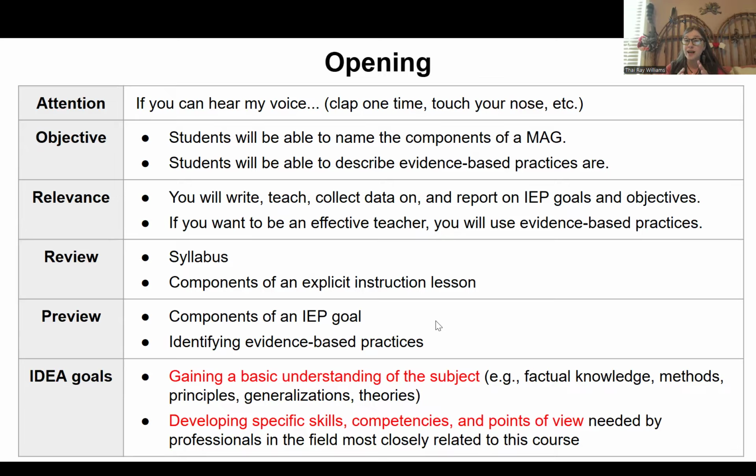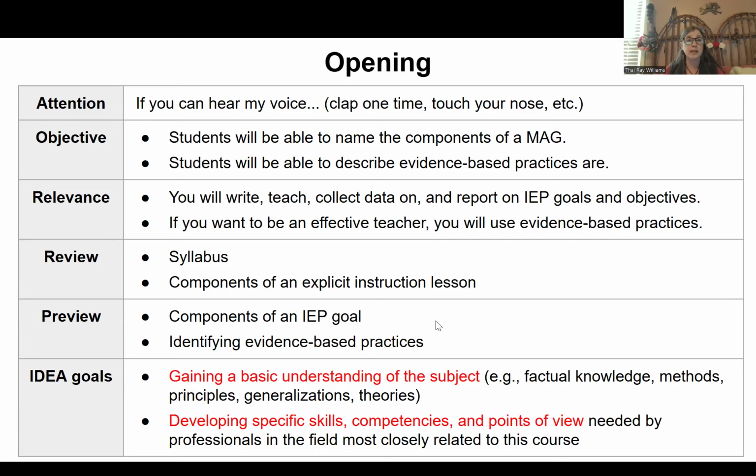After you model it, you're going to move to the we do, that guided practice. What you're going to do during the guided practice is you and the students are going to practice the attention getter together under your guidance and support. Then once you see your students have got it, you're going to move them into that independent practice where they are practicing and doing it independently. And it's not until that point that you bring it into your lesson.